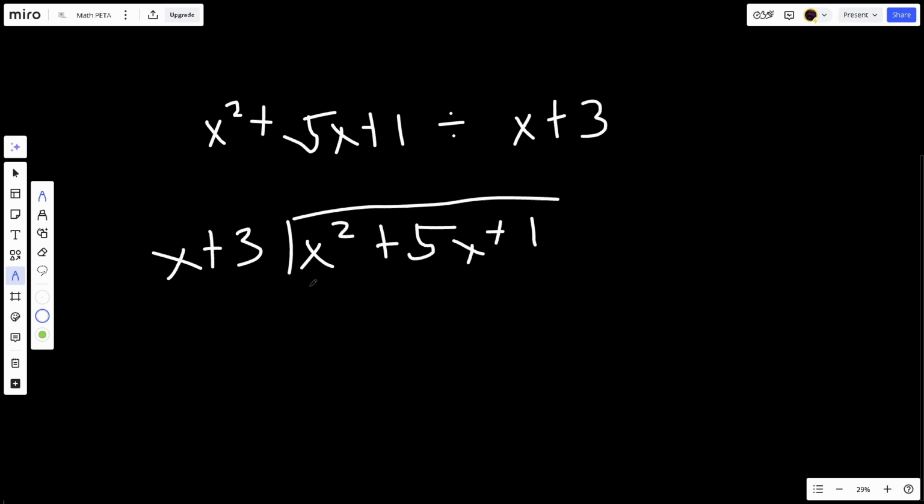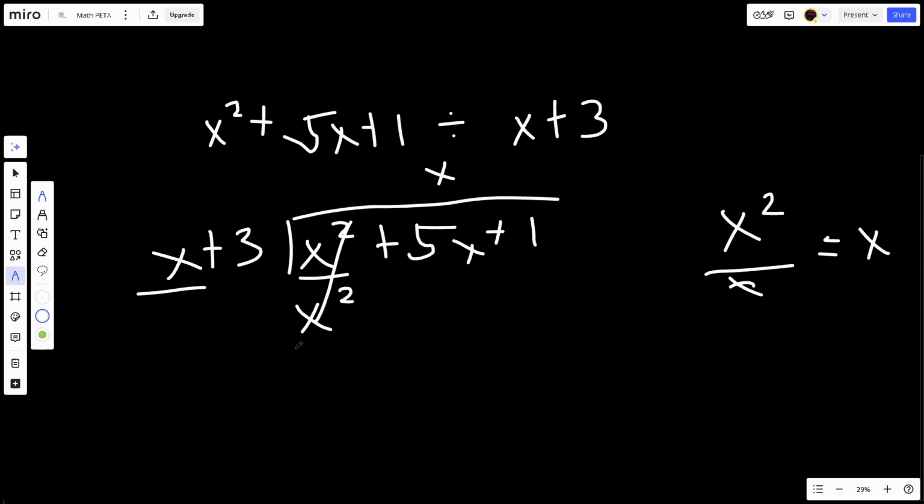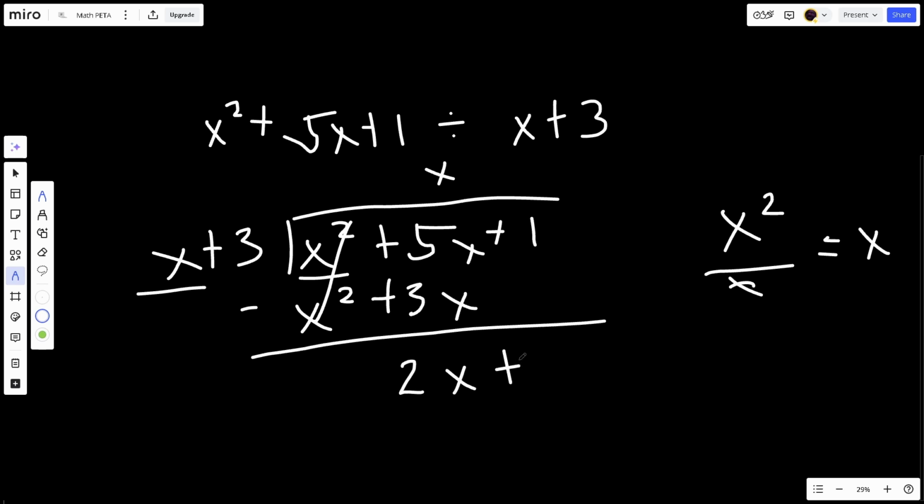To answer this, we first have to divide the first term in the dividend by the first term in the divisor. In this case, x squared over x is x. So put the x up here and now start multiplying this x by the two terms in the divisor. So x times x is x squared. Cancel them out. X times 3 is 3x. Subtract: 5 minus 3 is 2x. And bring down plus 1.